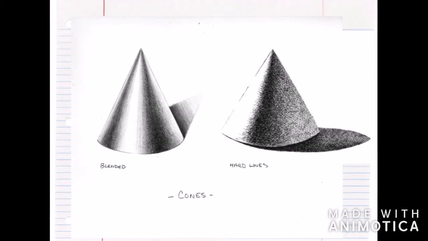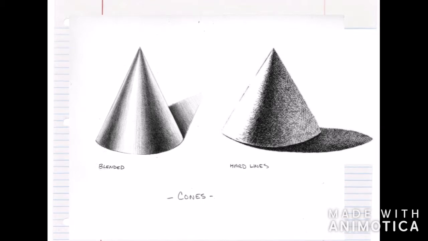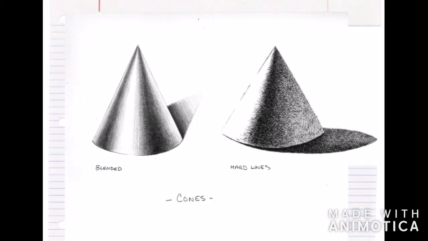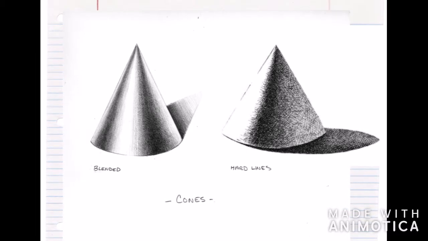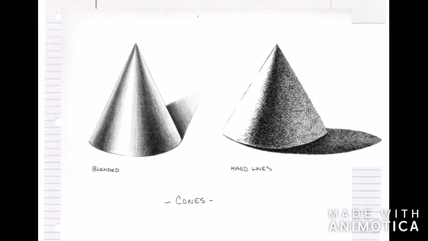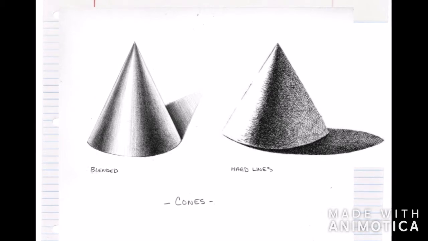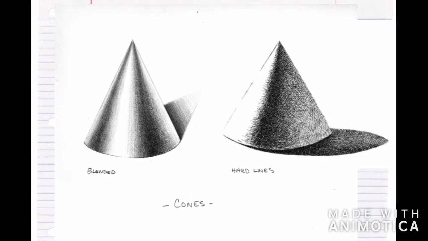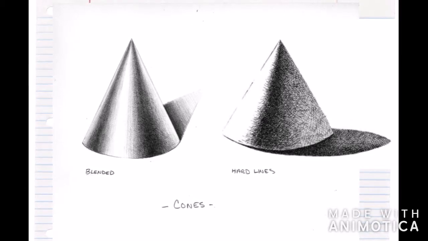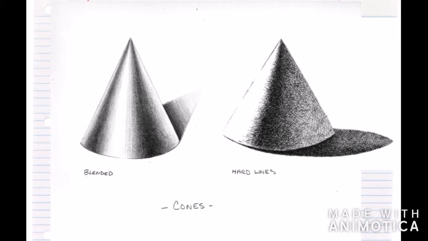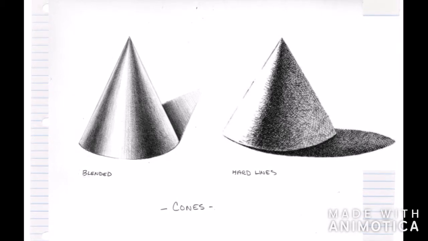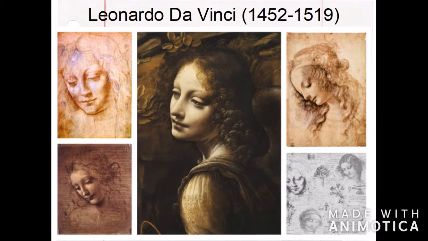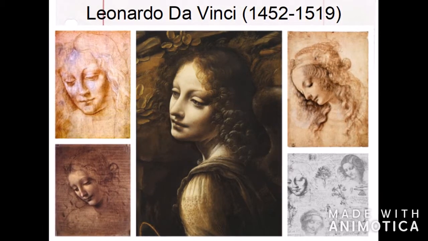In this example, we got a blended cone and one done with hard lines. As you can see, the effect is very different. The blended one is very soft, very delicate, and in the case of the hard lines, we got a very similar effect. It's just a very different technique. You just have to decide what you feel more comfortable with. Okay, and just experiment.